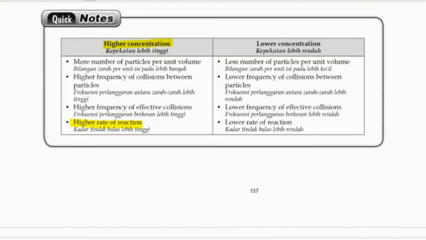Normally you will see the unit for concentration is mole per cubic decimeter. Sometimes you will see the acid, sometimes it's a strong acid or weak acid. That one you also need to be careful. Okay, we look into an example.